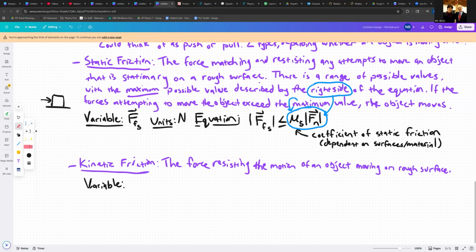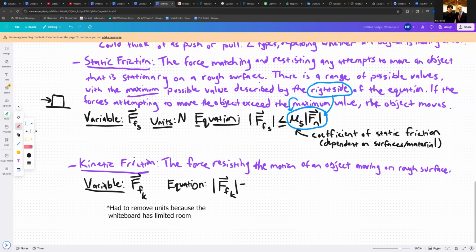So our variable is the force of friction kinetic. That's going to be capital F, subscript lowercase f, subscript k, force of kinetic friction. Units are newtons, of course, and we have an equation for it. Absolute values are going to show up in here. So we're going to get absolute value of the force of friction kinetic equals.